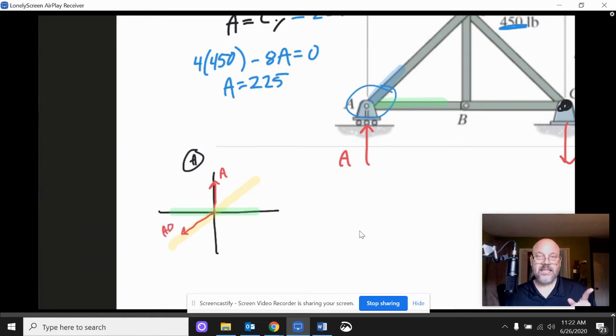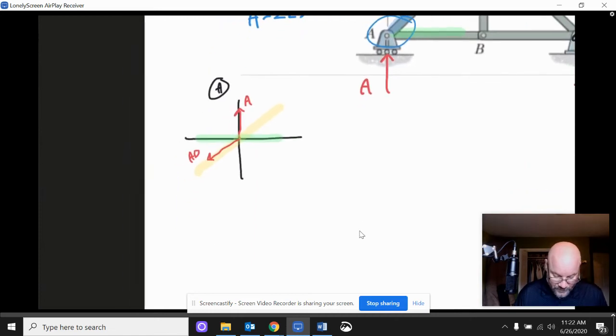Now you see AD has a vertical component, and I can set that vertical component equal to A. Let's go ahead and take care of that while we're doing it. Let's call this angle theta right there. So we're going to say that AD sine theta is going to have to be equal to A. Now we already know that A is 225. And so that means that AD, that's a 45-degree angle, by the way.